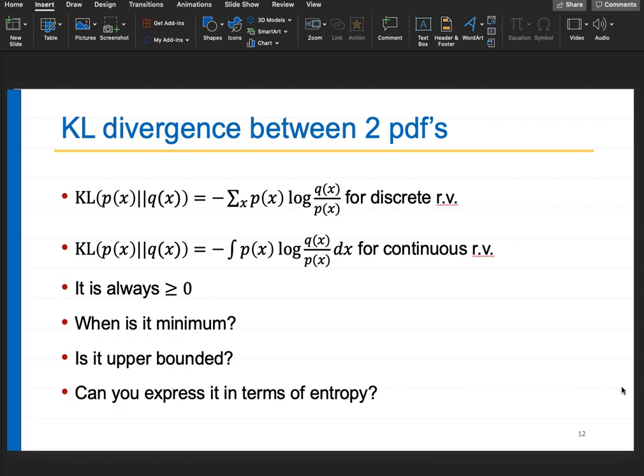Now coming to the next concept, which is another measure to find distance between two different distributions, or two PDFs or two PMFs for the same random variable. This is, all of you know, KL divergence. What is KL divergence? Basically, it is summation of px log of qx upon px. Can you express it in terms of entropy? Can you express KL divergence in terms of entropy? How will you do that?